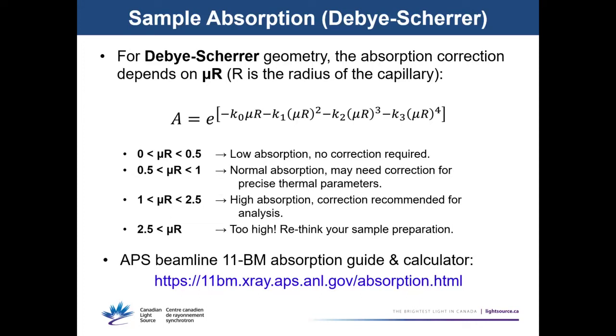Perhaps using a smaller capillary, a higher energy of the X-rays, or even possibly diluting your sample with a light non-crystalline component. The Advanced Photon Source has an excellent absorption guide and also an absorption online calculator at their website right here. And I also have a standalone calculator, which I can send you if you email me.